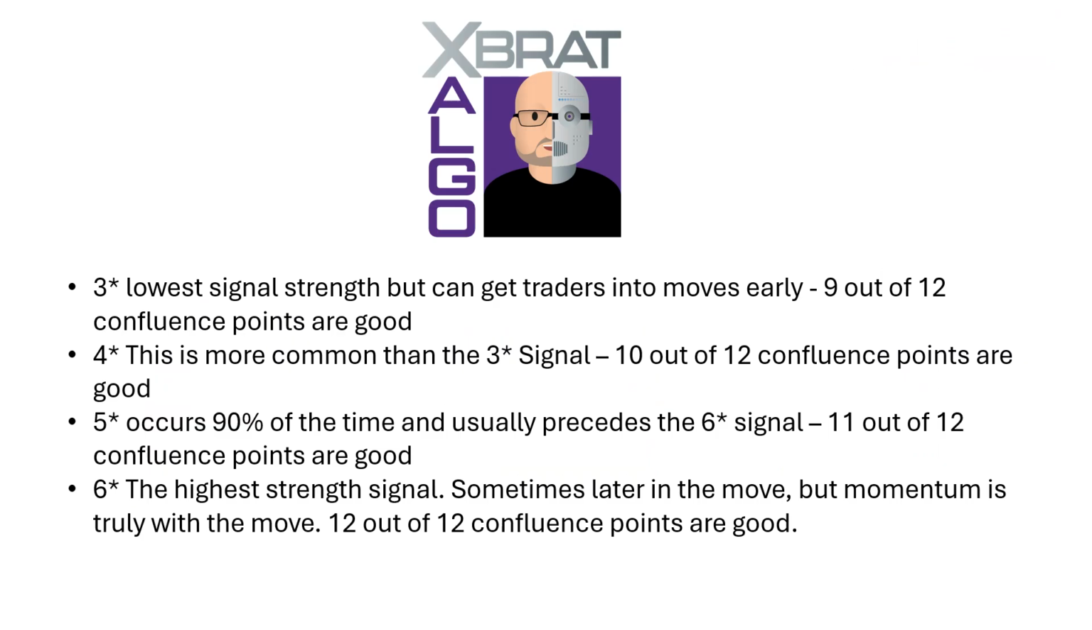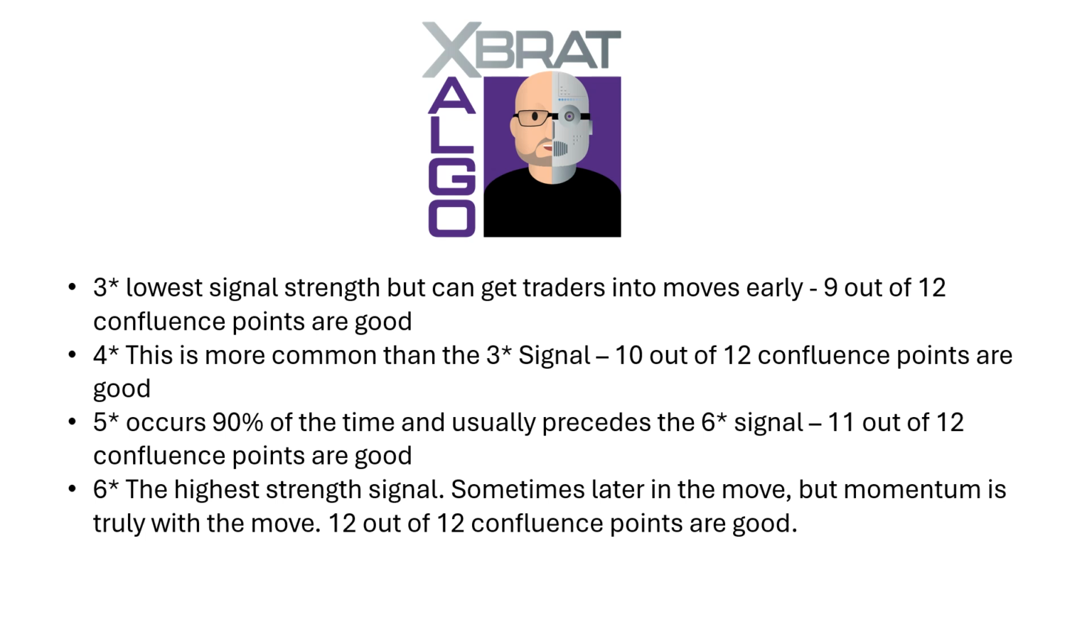So let's just remind ourselves what Xbrat Algo is. Xbrat Algo is a combination of 12 confluences, 12 different trading indicators that look at lots of things, including momentum. They're graded 3-star to 6-star. 3-star is the lowest signal strength, but traders can get into moves early. That's 9 out of 12 confluence points being good. 4 stars is more common than the 3-star signal. 10 out of 12 confluences are good.